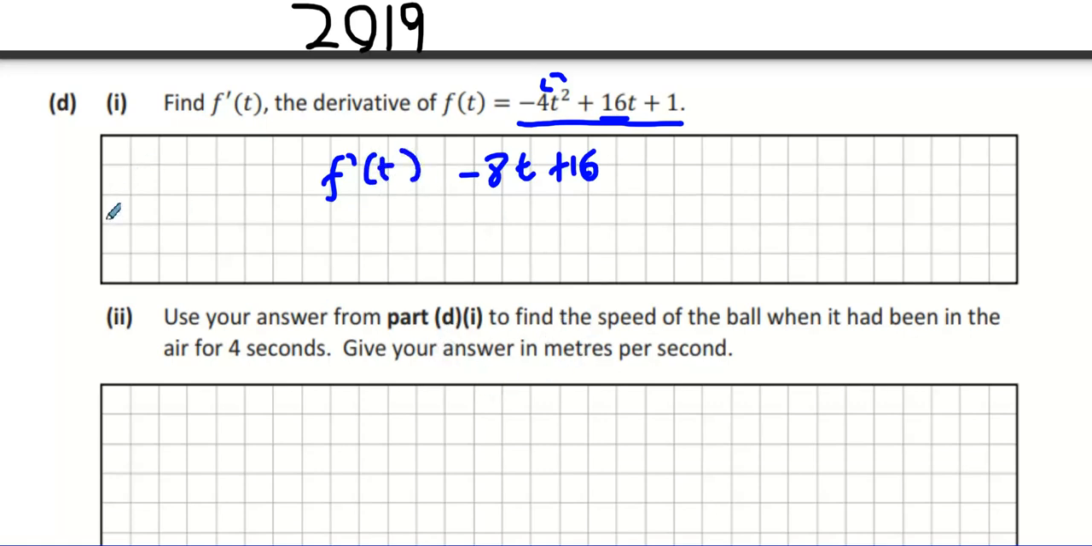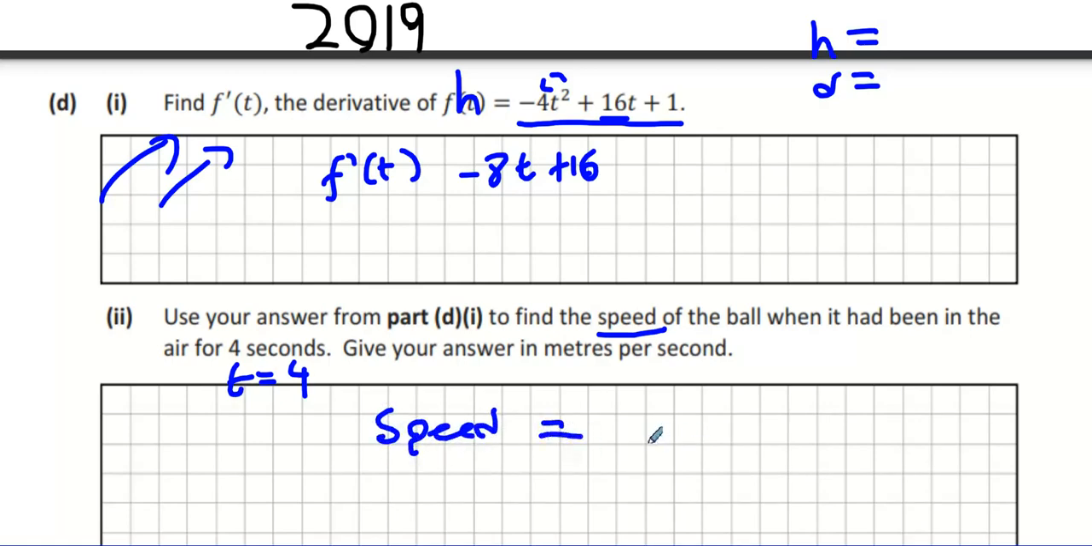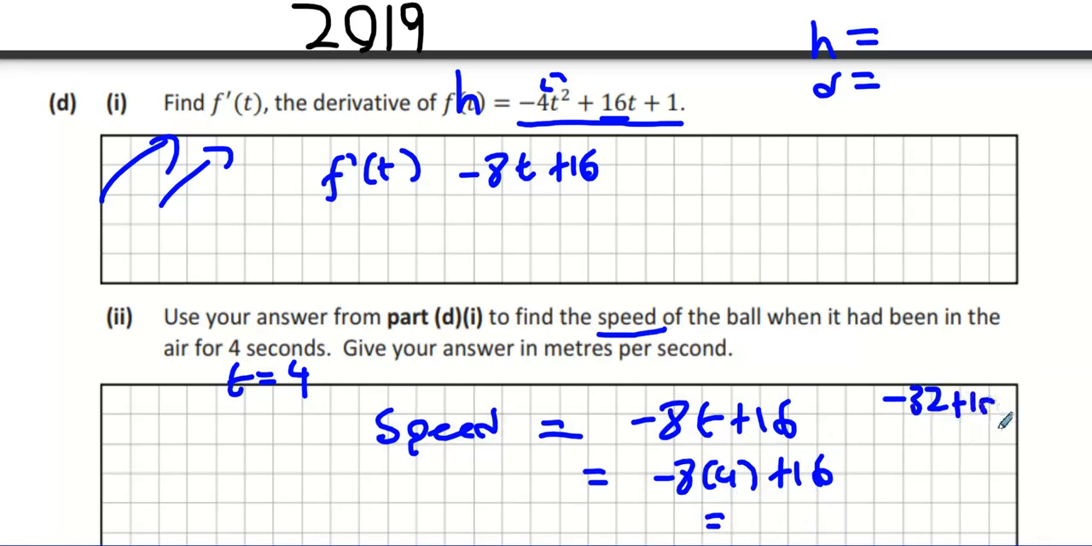Use your answer from D part 1, so this answer right here, to find the speed. Now, as I discussed recently, if the original equation is height or distance, the first derivative is speed. And I told you to use the first derivative in the air for 4 seconds. So you're going to use a t value of 4. So your speed equals minus 8 times your time plus 16. And your time in this question is 4 seconds. So it's minus 8 times 4 plus 16, which is minus 32 plus 16, which is minus 16 meters per second.